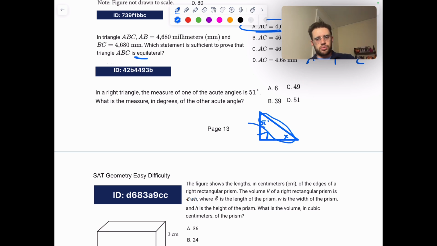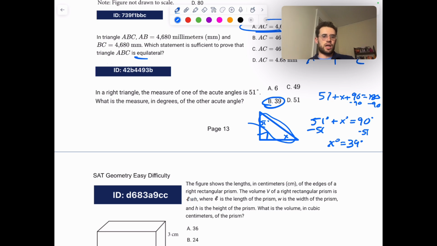But just to prove why that works, one more time, 51 plus x plus 90, the given right angle, would add up to 180, like any triangle. You could subtract 90 from both sides, and that's how you get the fact that 51 degrees plus x degrees adds up to 90 degrees. So subtract 51 from both sides, and x degrees is equal to 90 minus 51, which should be 39 degrees. Just to check it, 39 plus 51 plus 90, the right angle, adds up to 180. So 39 is our answer there.